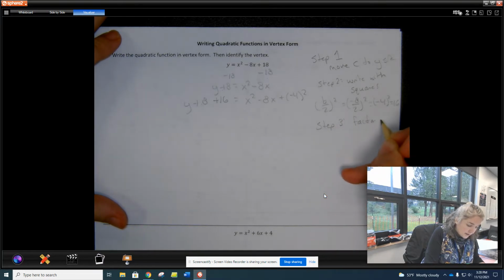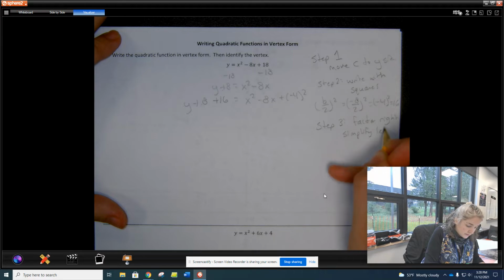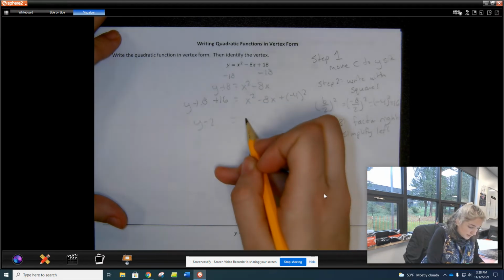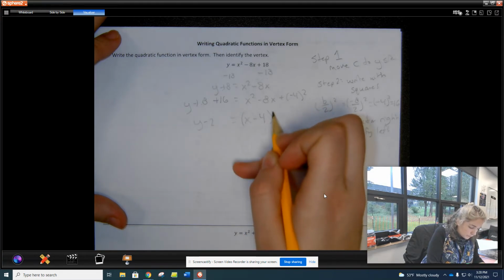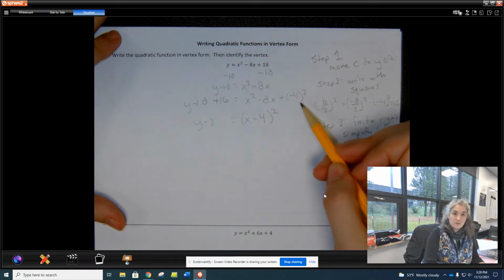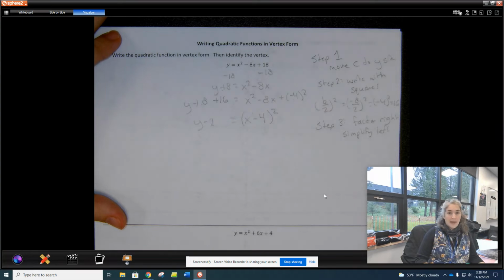In this case, I'm going to factor the right, and I'll simplify the left. So we get y minus 2 in this case, and on the right, we get x minus 4 squared. Again, if you need some reminders as to what squares are and foiling, again, I tell you, go back, look at chapter 2. We did a lot of it there.